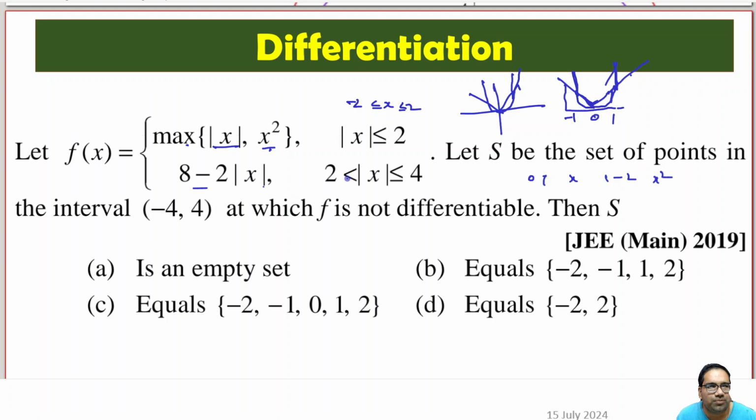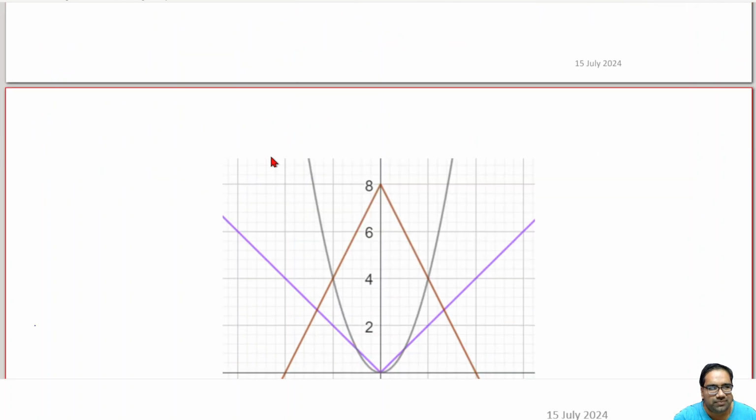And after 2, between 2 and 4, that is 2 less than absolute value of x less than or equal to 4, that means x is between minus 2 and minus 4 and plus 2 and plus 4. When x is positive, this is 8 minus 2x, and when x is negative, it is 8 minus 2 times minus x, which is nothing but 8 plus 2x. So let us draw all these four graphs. We have this graph, then x square, and absolute value of x.